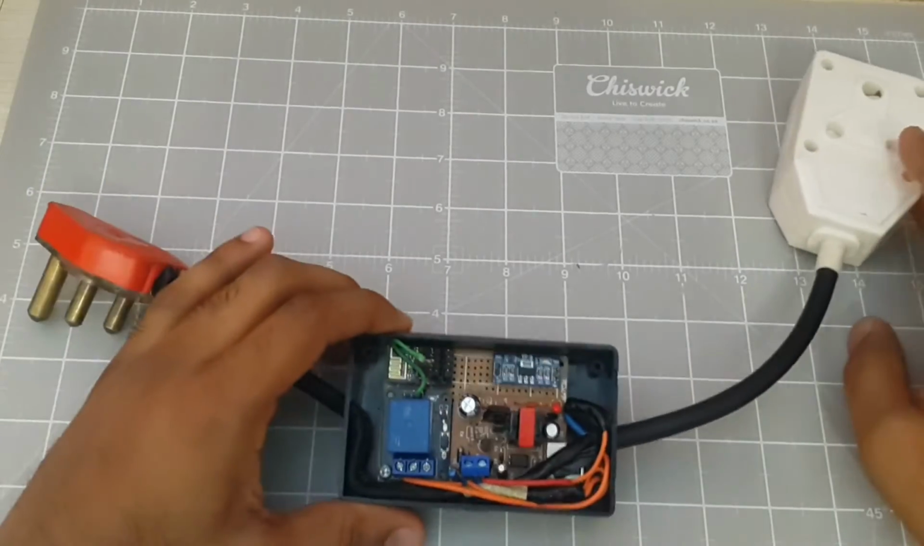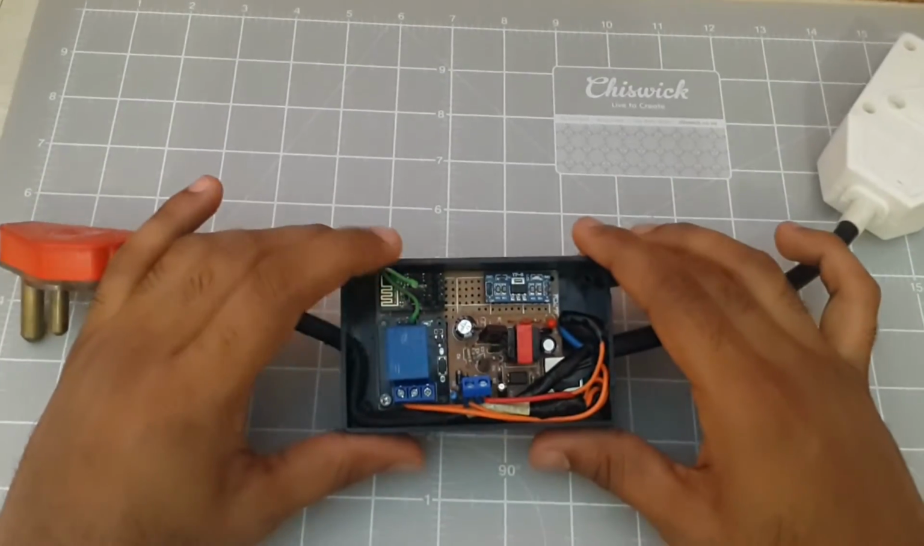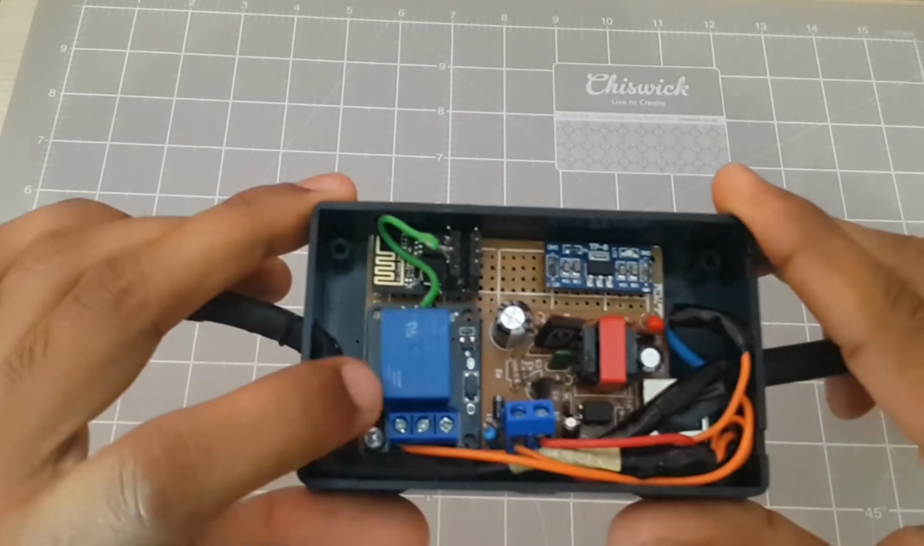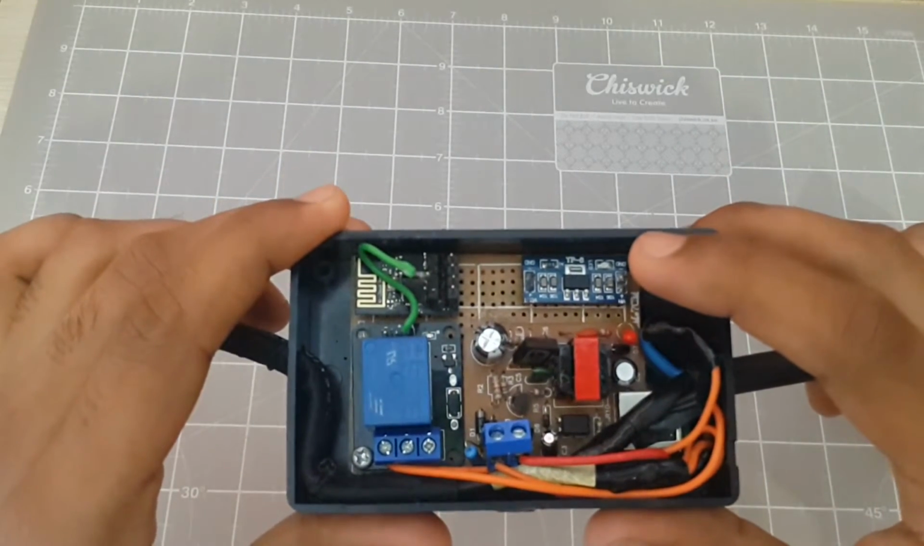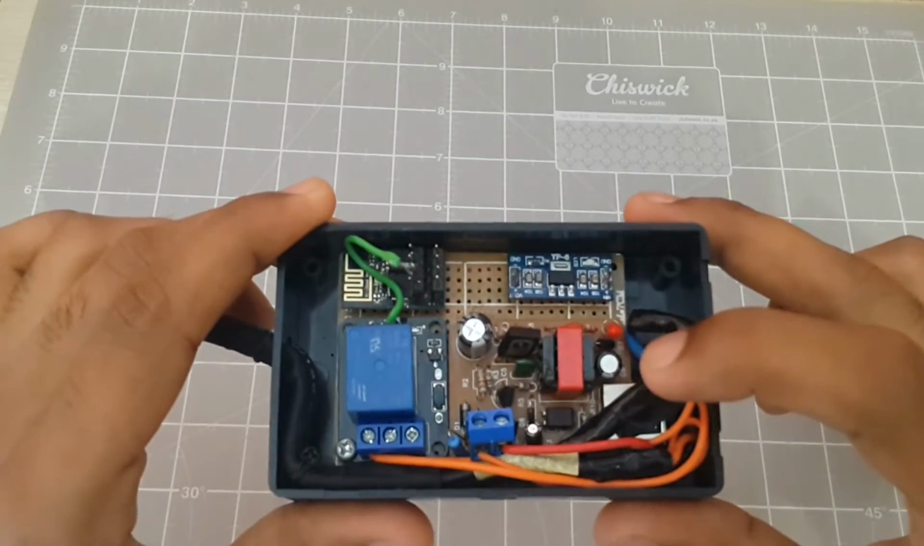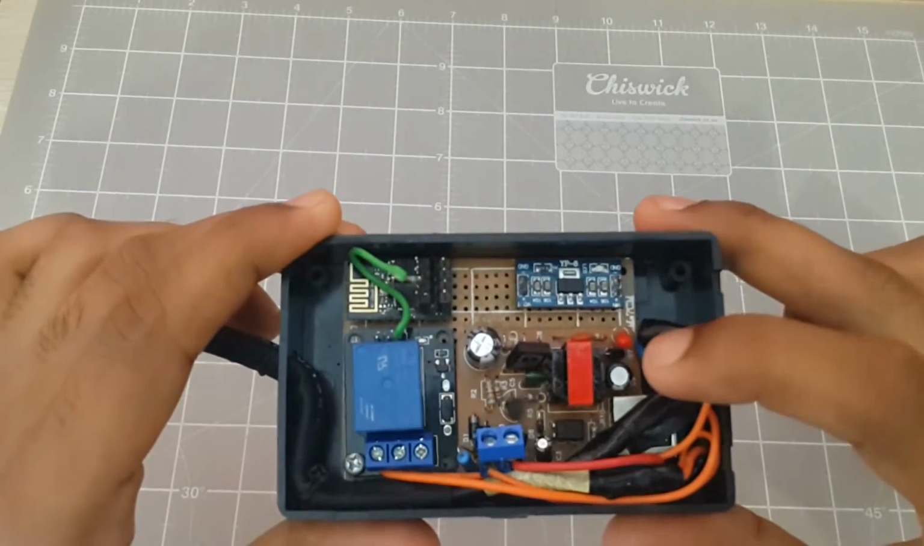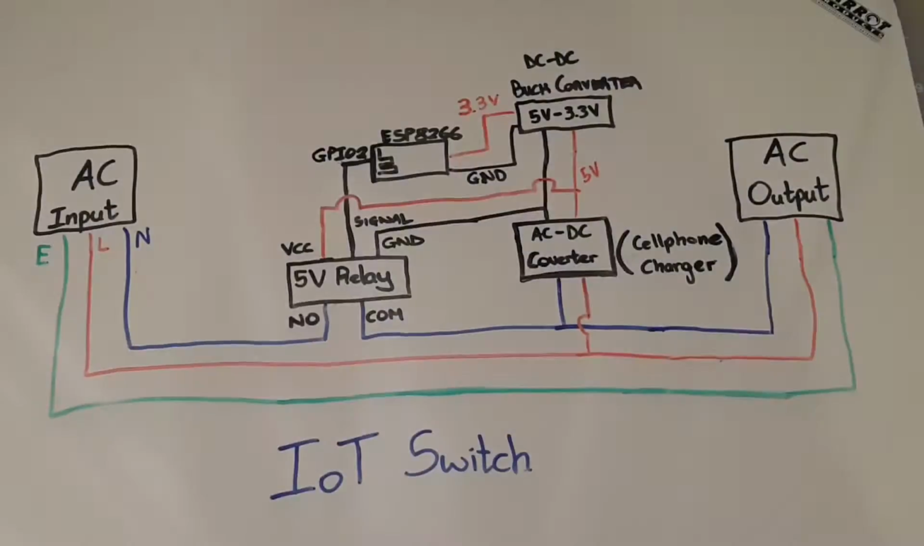And this is all done using an ESP8266, a 5 volt relay, a 5 volt to 3.3 volt voltage regulator, and an old cell phone charger. So here I have a schematic of the IoT switch that I built.